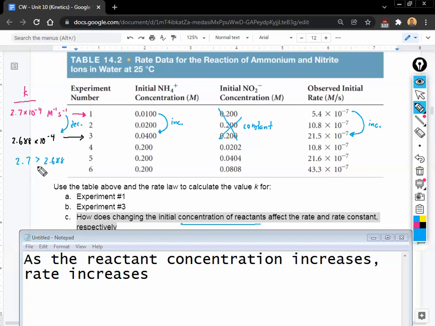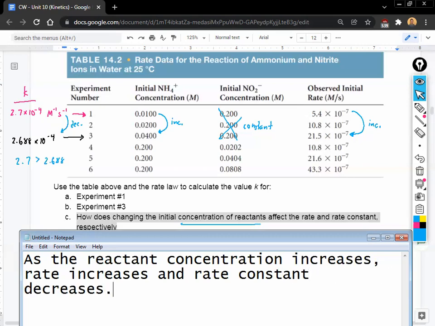So yeah, 2.7 is greater. So what happens to the K value? K value decreases, right? So we can say as the reactant concentration increases, the rate increases, and the rate constant decreases. Okay, there you go. So should have answered in one sentence. I said 2 sentences if you split that up, but it shouldn't be very long.